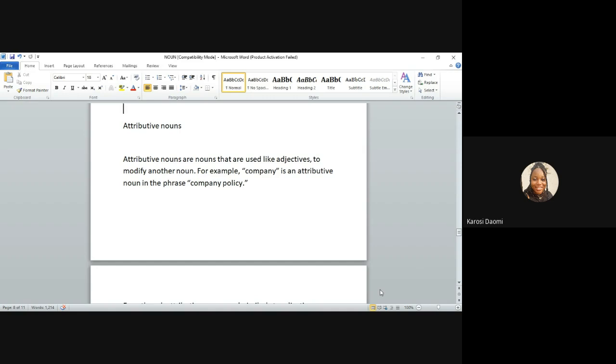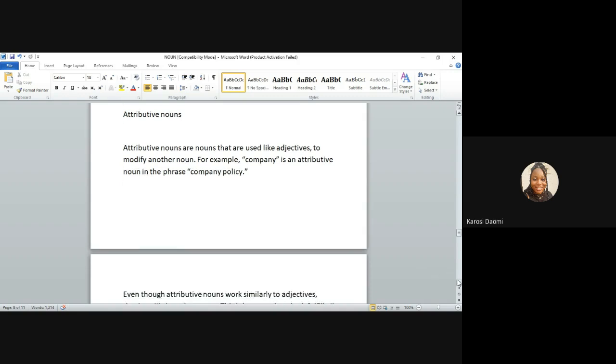Now, attributive nouns are nouns that are used like adjectives to modify another noun. That is, to give you more information about another noun. For example, company. Company is, of course, a noun on its own. So it's an attributive noun when used in a phrase like company policy. So the company policy, not just policy. I mean, policy is vague on its own. So what particular policy? The company policy. So that's giving more information about the word policy.